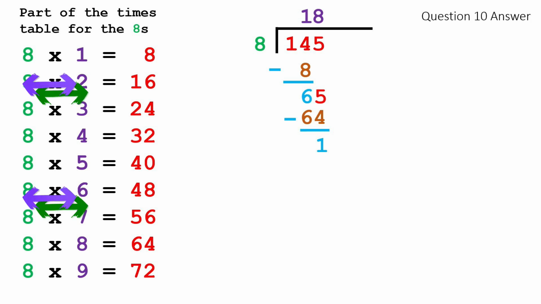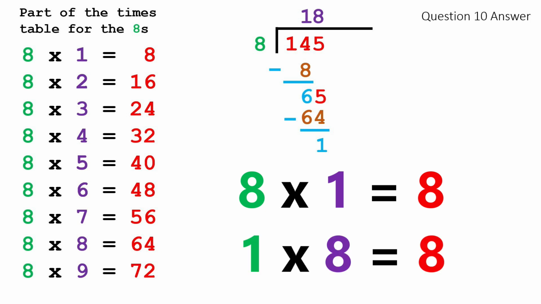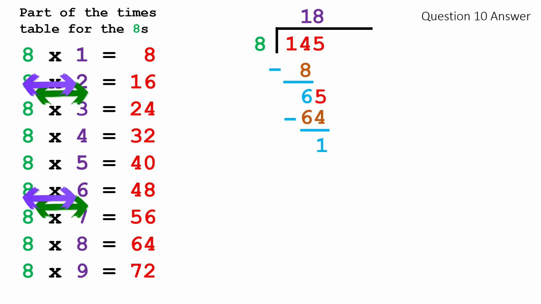Please note that we can switch the order of any factors and end up with the same product. For example, 8 times 1 equals 8, and 1 times 8 equals 8. This is called the commutative property of multiplication. That means you can use this table to solve lots of multiplication problems.